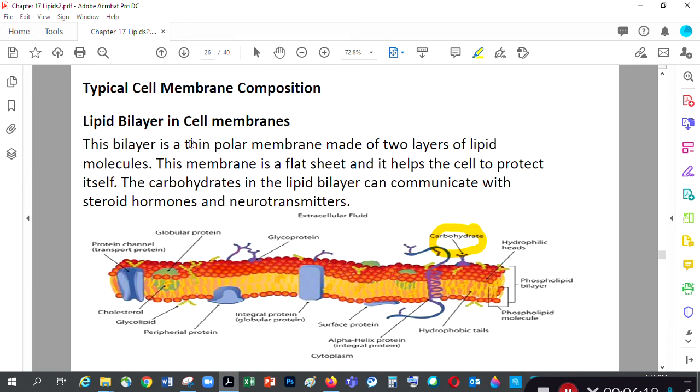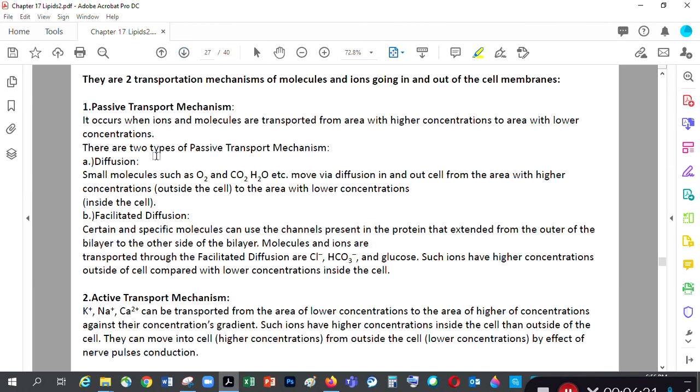They have channels, and you will see later on they allow the ions to go in and out. So let's take the mechanism by which those ions and molecules go in and out of the cell. We have two mechanisms: passive transport and active transport. In the passive, we have two mechanisms: one called diffusion and one facilitated diffusion.